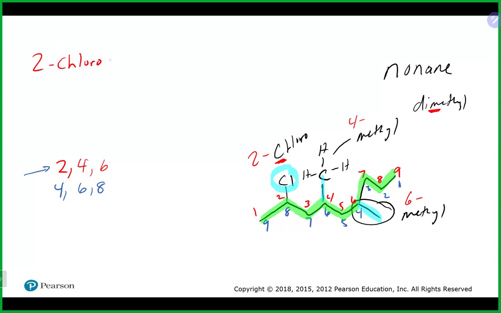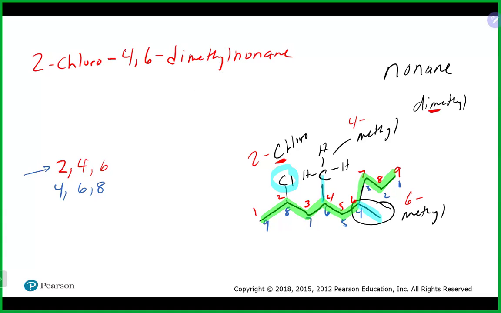So this is going to be 2-chloro dash. We need double number here, 4, 6, because they're on each of those carbons. And that's going to be a dash dimethyl. And I'm going to slap in there a little nonane at the end of it. That's a mouthful. I guess that's what you get when you just randomly draw something. So 2-chloro-4,6-dimethylnonane.